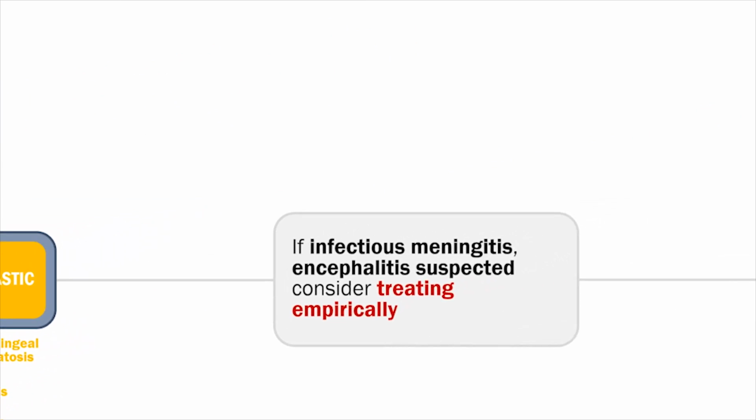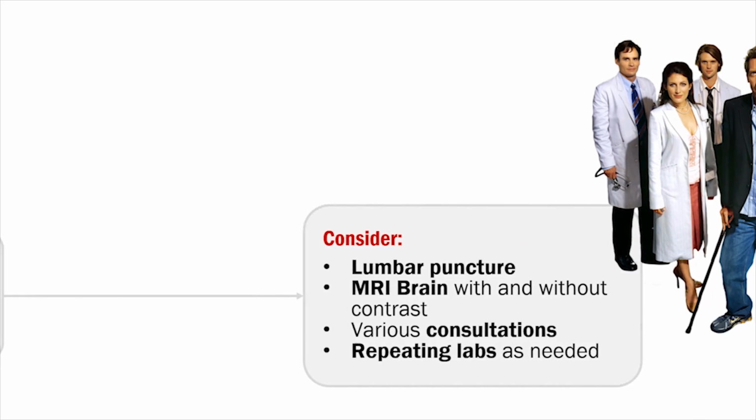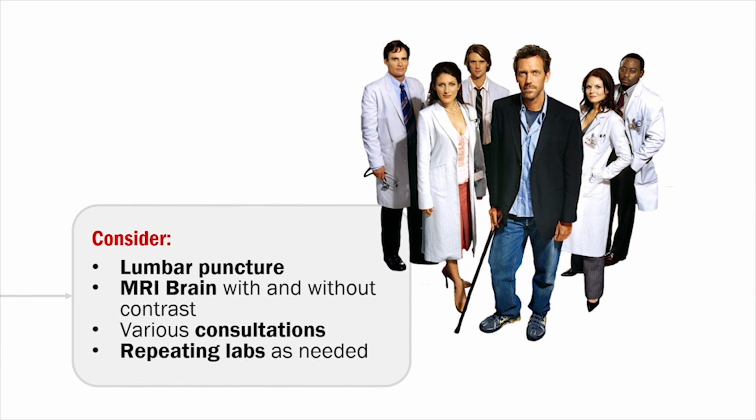If you suspect infection, consider treating empirically at this point. And finally, now's the time for lumbar puncture and the first or even repeat MRI. You may also want to call for some reinforcements: neurology consult, infectious disease consult, oncology consult, the house MD team. And repeating certain labs may not be a bad idea to help with diagnosis since disease processes do progress.